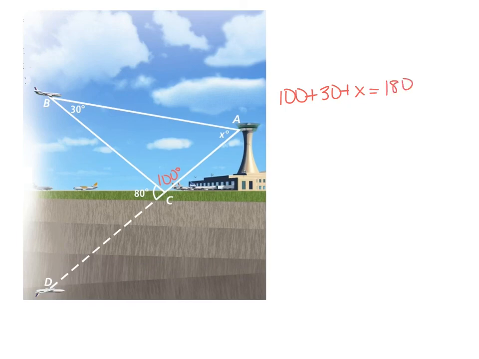The way my brain sees this problem is 100 plus 30 plus x equals 180. I instantly just try to add up all the inside angles because I know they equal 180, and you'll get the same answer. So this would be 130 plus x equals 180, so you subtract 130 from both sides, so x equals 50. So we get the same answer regardless of how your brain sees it. Either way works. Just pick one and stick with it.